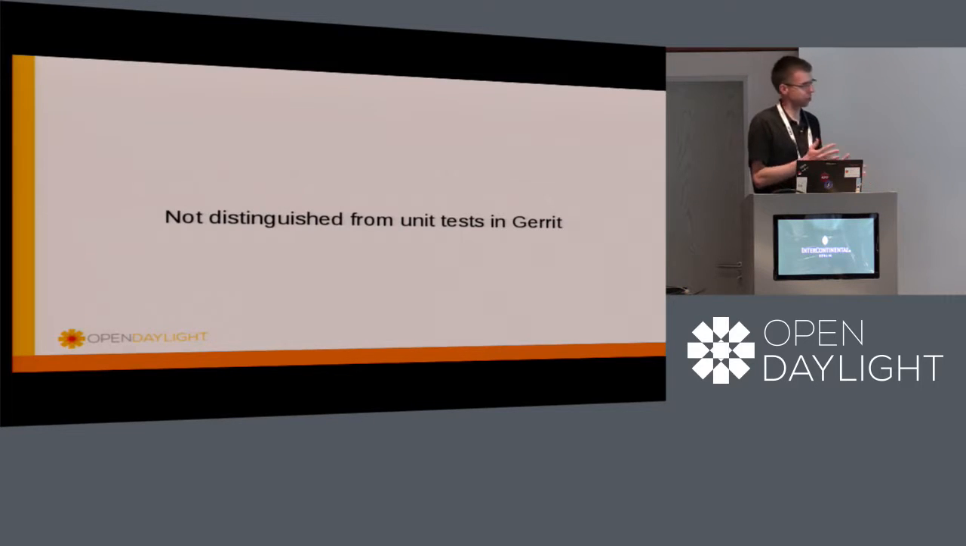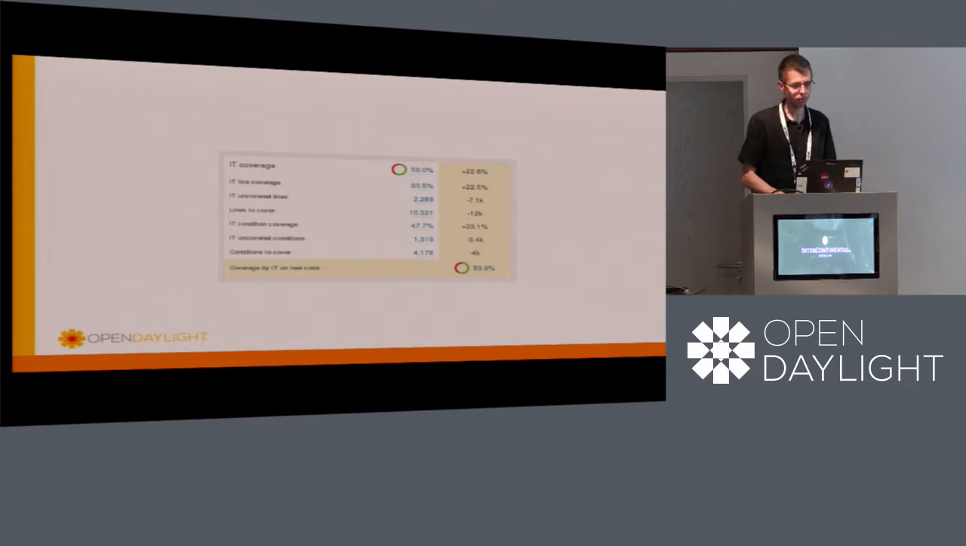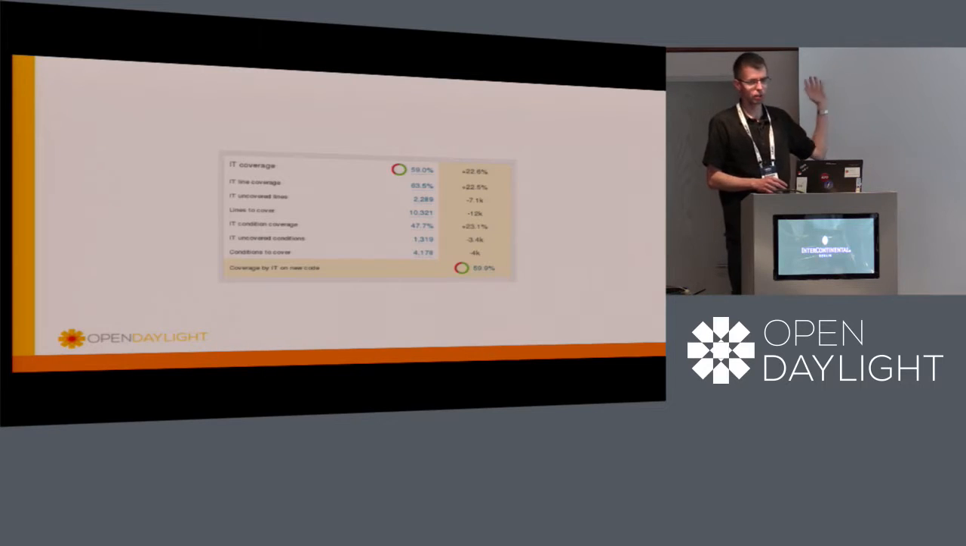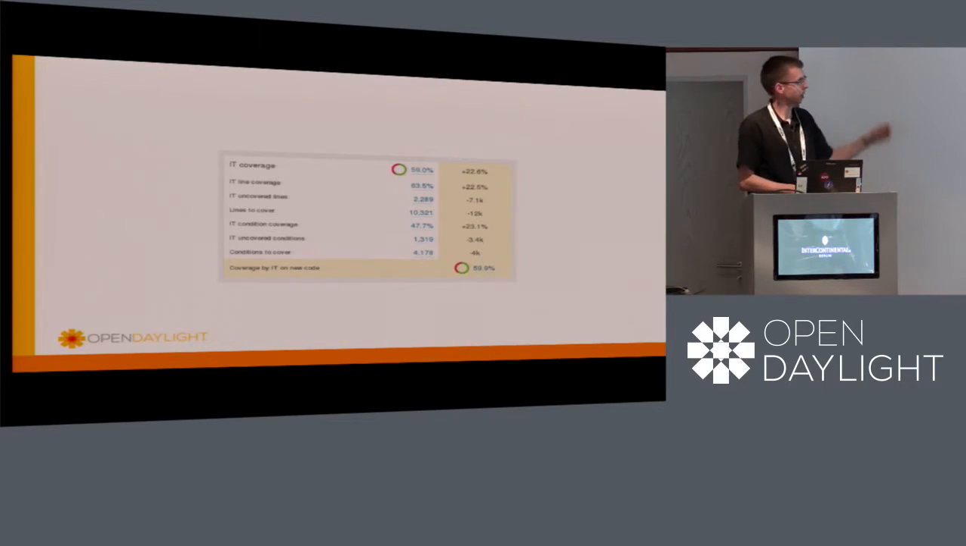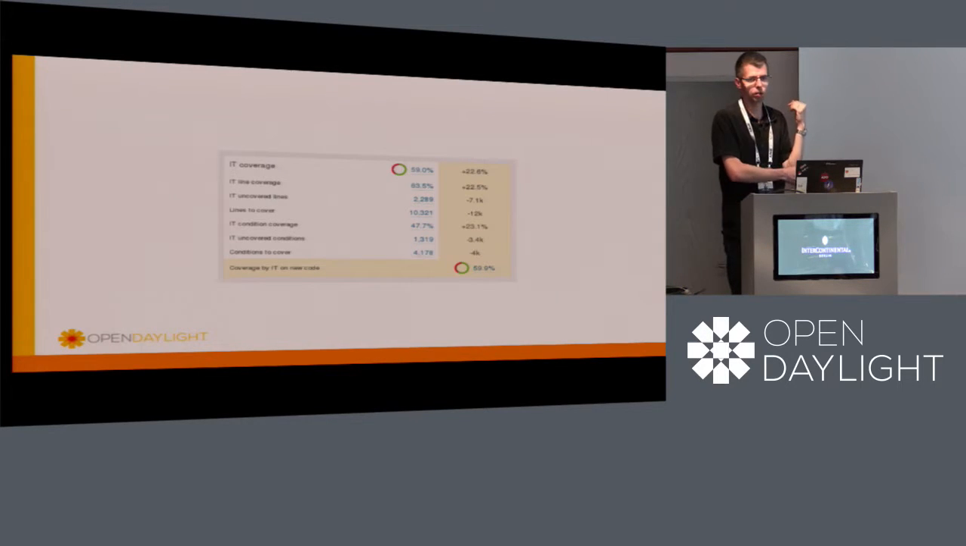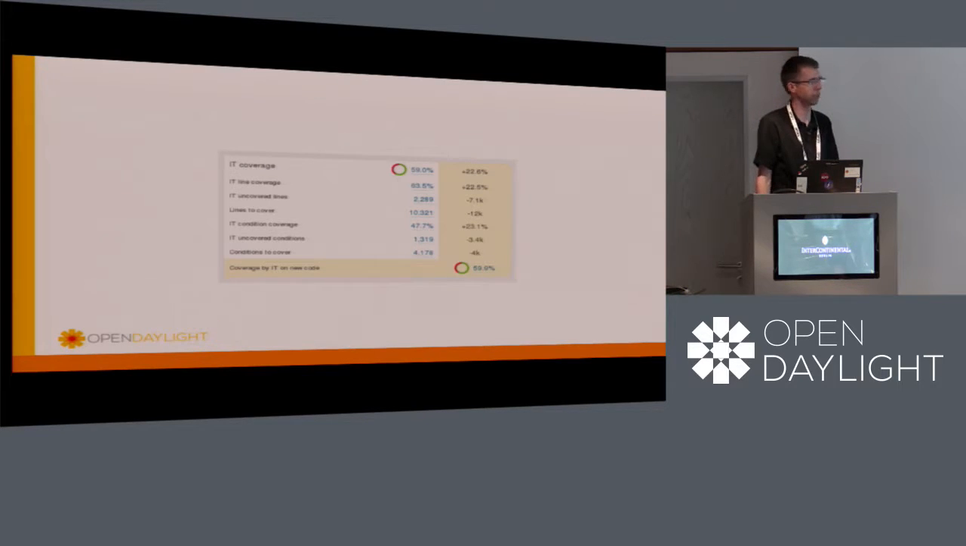Coming back to integration tests, they're not distinguished from unit tests in Gerrit, but they are tracked separately in Sonar. If you remember the screenshot from a few slides ago, when you scroll down on that page, you get a separate table with IT coverage, which is integration test coverage. You can see this is the same project that had somewhere under 40% coverage globally. It actually has 59% coverage of integration tests, which is nice.